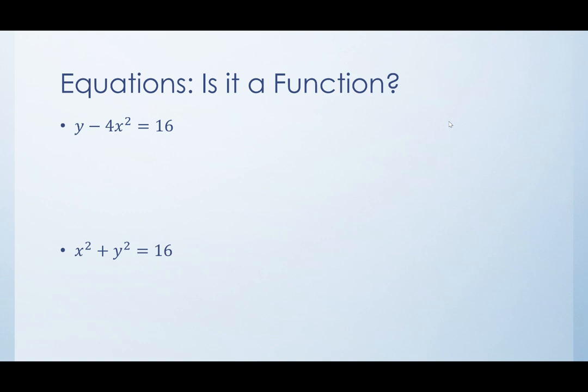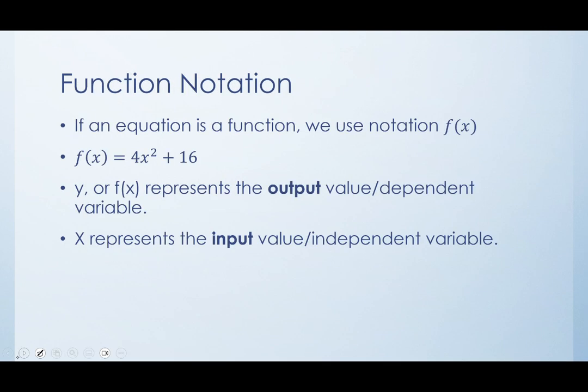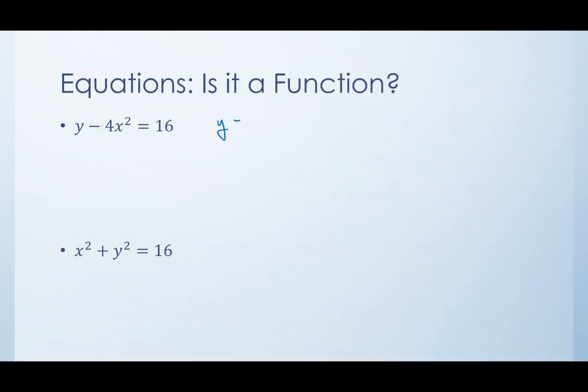Okay, so for equations, determining if an equation is a function is a little bit harder. We can look at this, and really what we're looking for is, can I rearrange this equation to solve for y? Okay, great. I'm going to add 4x squared to both sides. If I plug in any number for x here, run it through the formula, square the number, multiply by 4, add 16, we're only getting out one value of y. So only one y value for each x value.